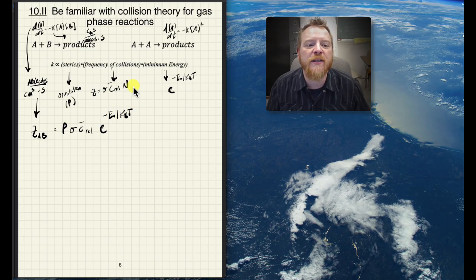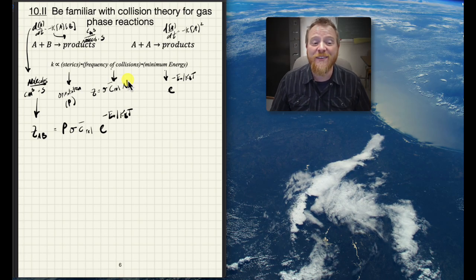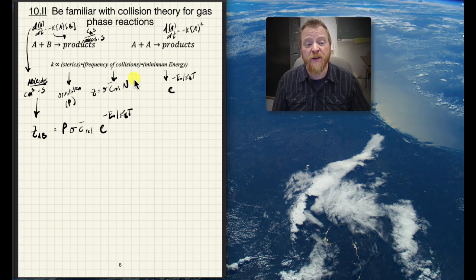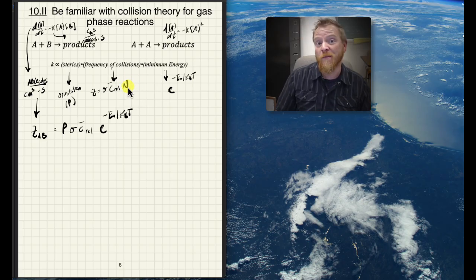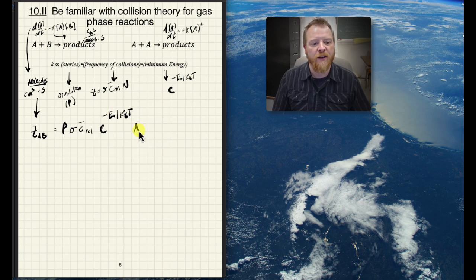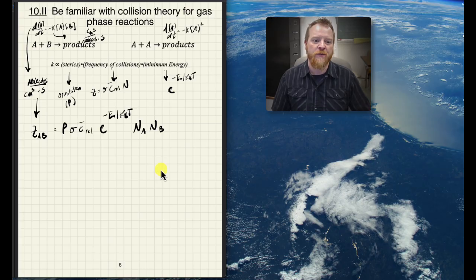And now with respect to my number density, we really need the number density of both things. So in that previous derivation, we only included the number density of one. We put one molecule in our collisional tube. In reality, if we want a reaction out of this thing, we need two molecules in that collisional tube. So we need the number density of A and we need the number density of B.